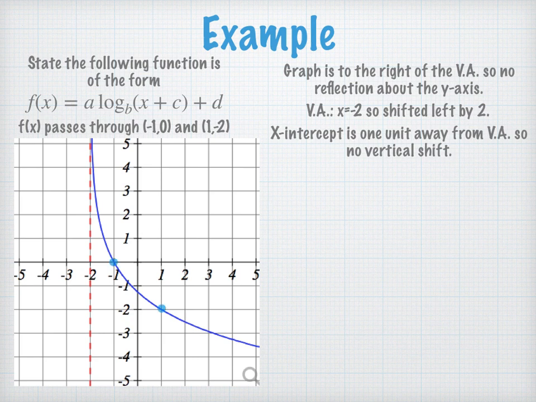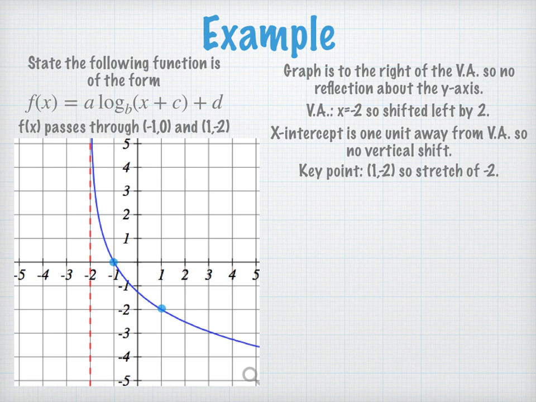So I just want to highlight our 2 key points here. Our key points are our x-intercept and the point (1, -2). That key point (1, -2) tells us our stretch. We're being stretched by a factor of -2. Now a is always our stretching factor, so this would tell us that a equals -2. So we have a is -2.